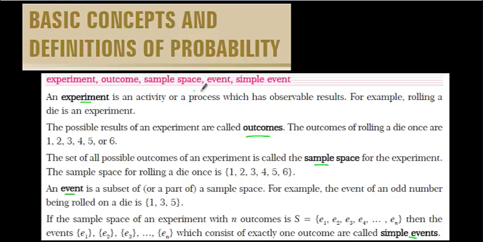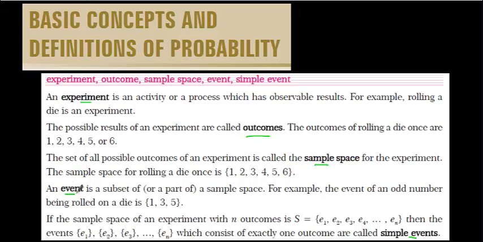The experiment is an activity that has observable results, like in the normal science lessons. The results we get from our experiments are also the same. The outcomes are the possible results of the experiment. When we roll the dice, let's say if the result is 1, it means that this is one of our outcomes. And the sample space is the set of all possible outcomes.